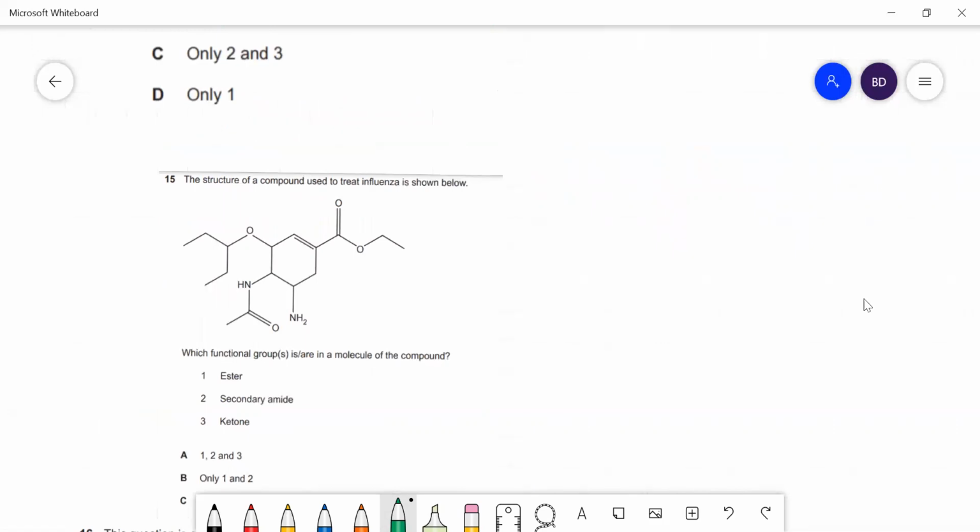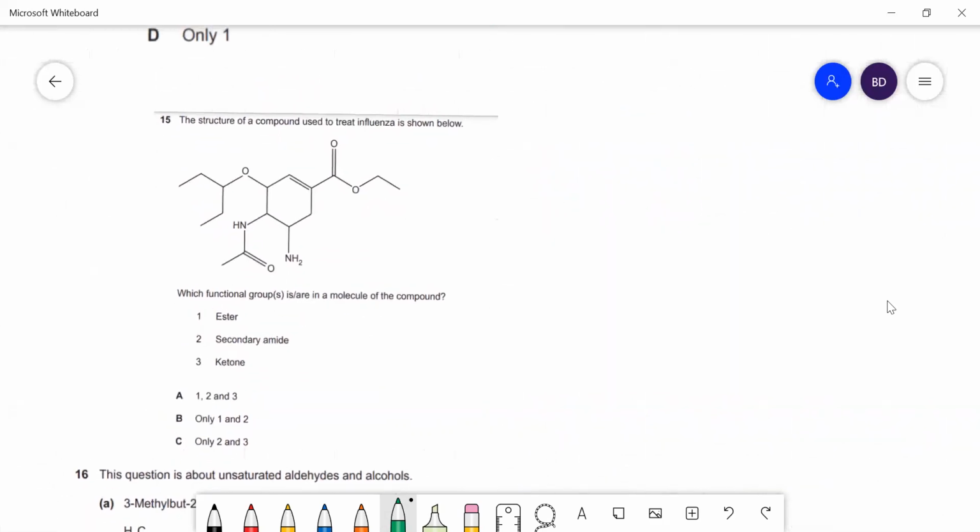Right, I think this is the last multiple choice question now. Yeah, it is. Okay. So we've got a compound there used to treat influenza. Which functional groups are in a molecule of the compound? Right, have we got an ester linkage in there? Yeah, we have. We've got one there. Have we got a secondary amide? Yes, we have. We've got that one there. And have we got a ketone? No, there's no ketones there. Those carbonyl CO groups are both involved in the ester and the secondary amide, so no ketone. So 1 and 2 is the answer there. B is the correct choice.